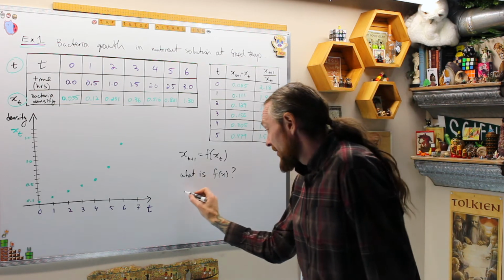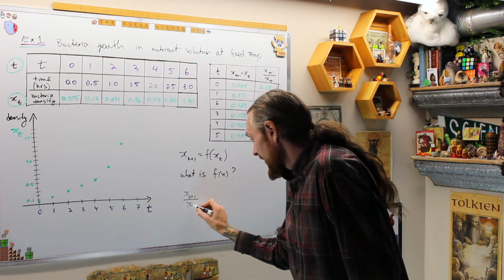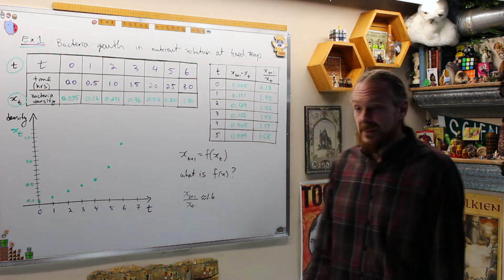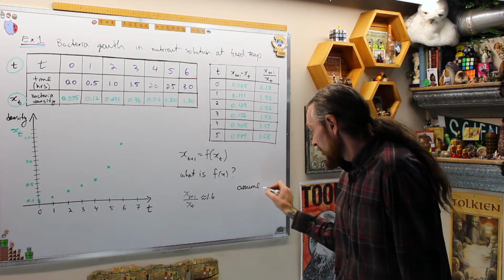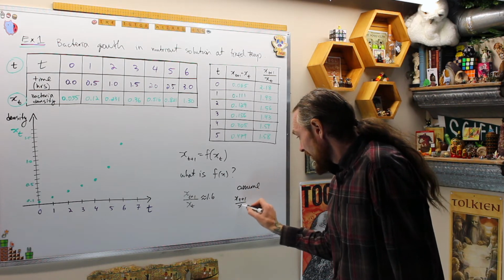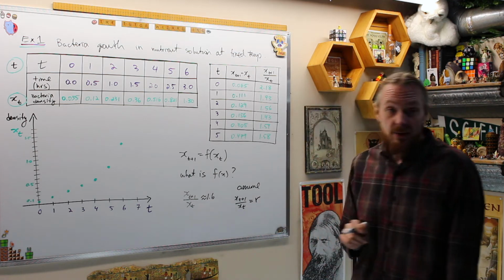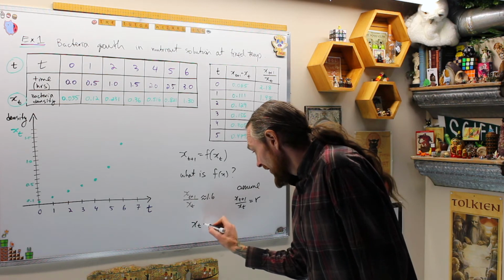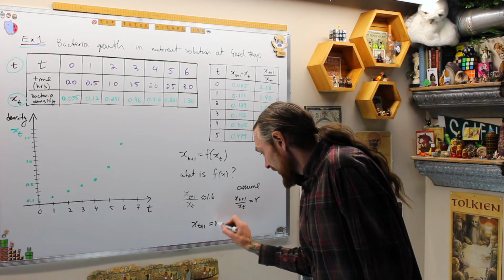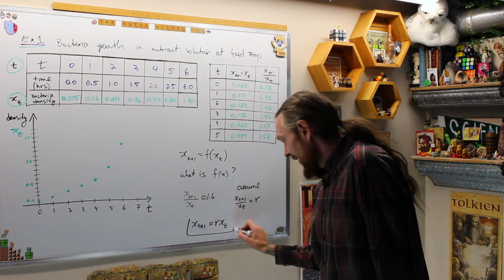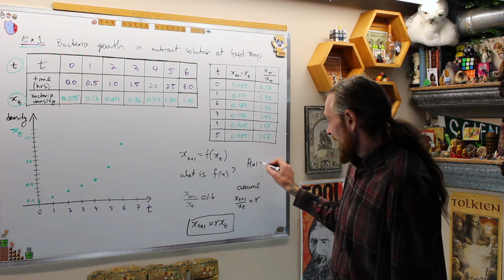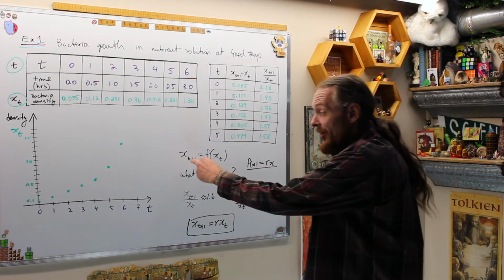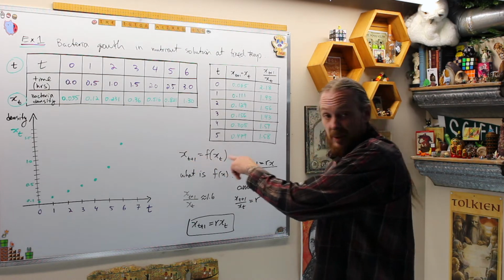So we notice that x_{t+1} over x_t is approximately equal to 1.6. So that's going to be our assumption. We're going to assume that x_{t+1} over x_t is equal to some constant value r, some growth rate. What we get from that immediately is that x_{t+1} is equal to r x_t. And that says, what is the function? F of x is rx. We've now found an idea of how to produce the next generation from the previous generation of this bacteria density.